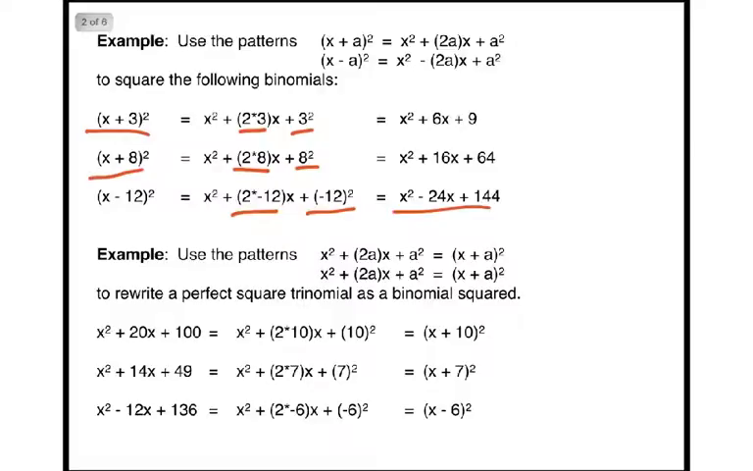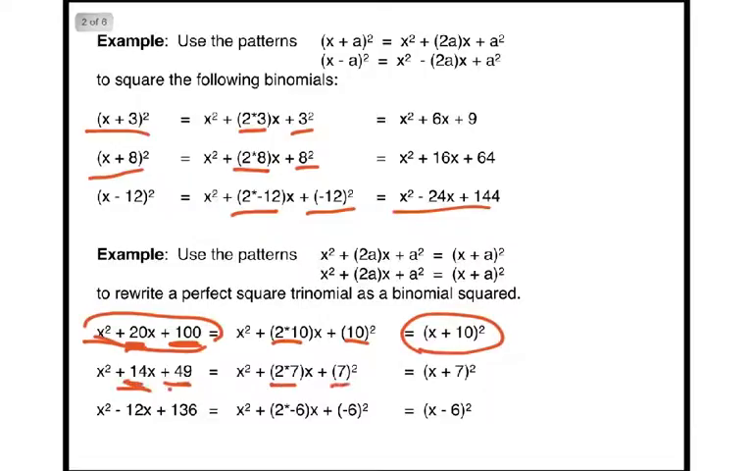Here's more examples. Use the patterns to rewrite a trinomial as a square binomial. For instance, notice in 20 and 100, 20 is double 10 and 100 is 10 squared. Therefore, you can rewrite it as 2 times 10 and 10 squared, which tells you that x squared plus 20x plus 100 can be rewritten as x plus 10 squared. You can always check your work by FOILing x plus 10 squared. Likewise, when you see x squared plus 14x plus 49, well, 14 is double 7, and 49 is 7 squared, which fits the pattern, so you can rewrite it as x plus 7 squared.